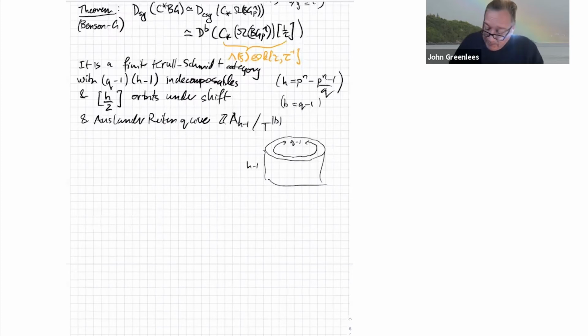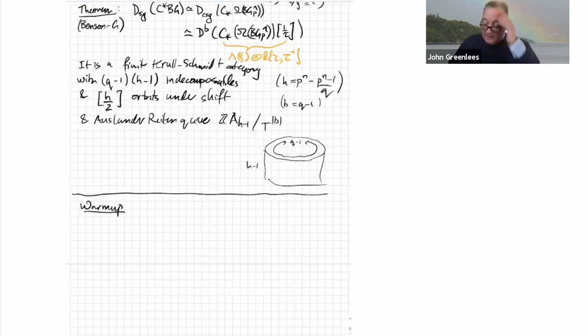Okay, so here's the warm up. In particular, there are finitely many indecomposable. So I think that's already slightly surprising. Let's think about the singularity category.